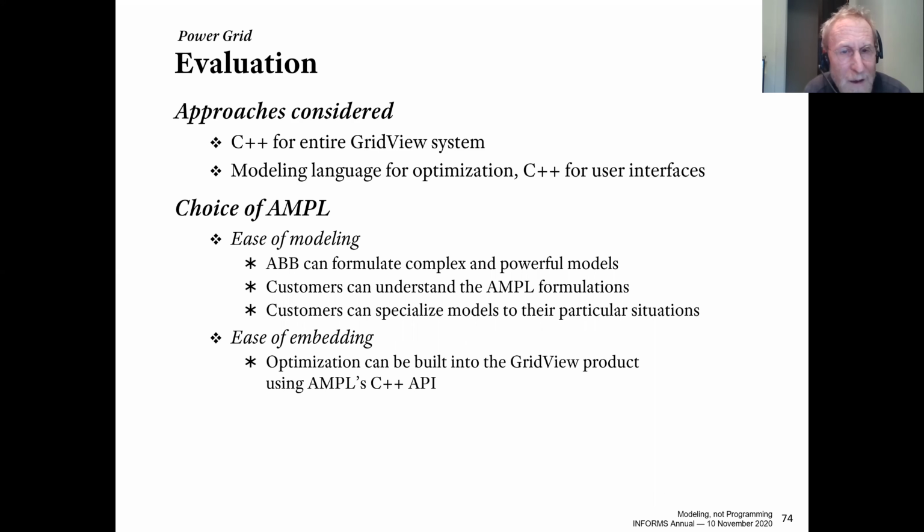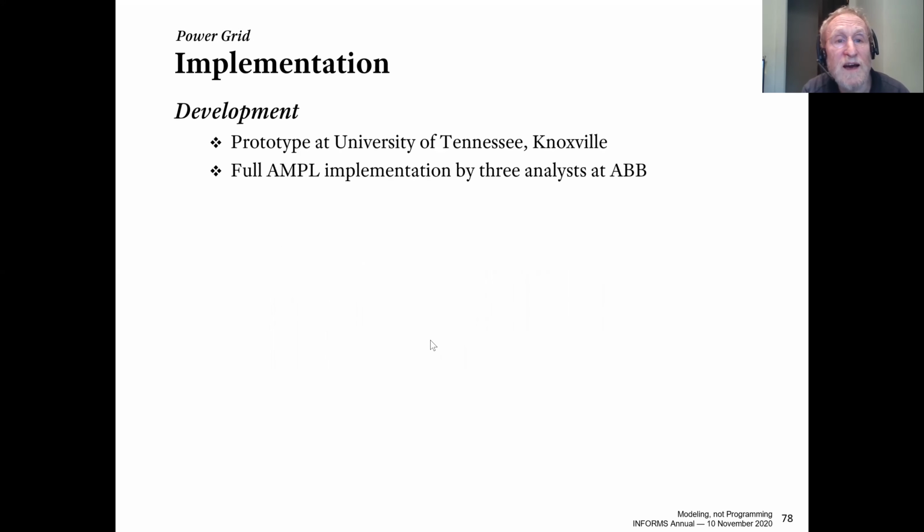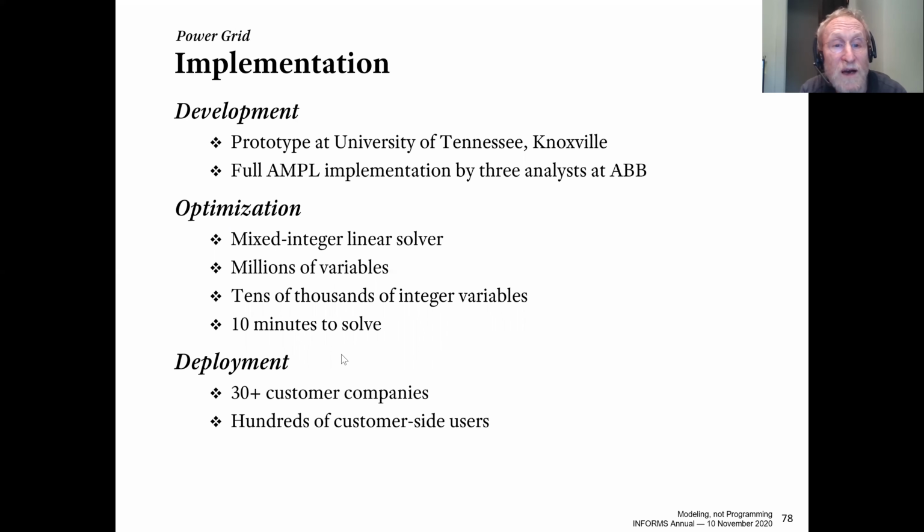And so the implementation, again, the prototype was done at the local university, but then 3 analysts at ABB took the project over and did a full AMPL implementation. This is a mixed integer problem that has millions of variables, tens of thousands of them integer, but takes them only about 10 minutes to solve. And it's been deployed to over 30 customer companies and has hundreds of customer side users of the application.